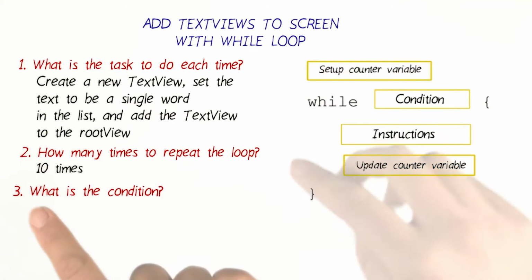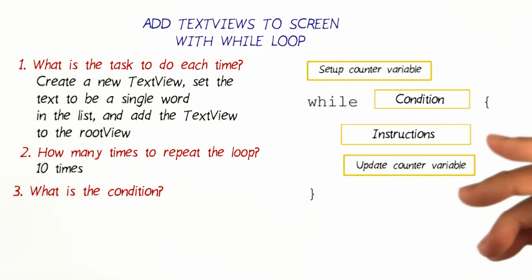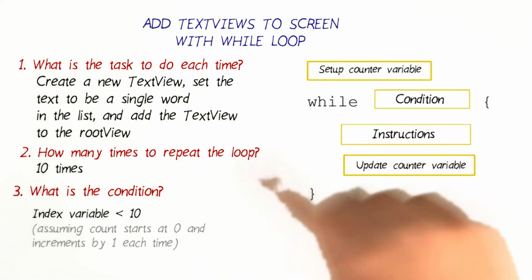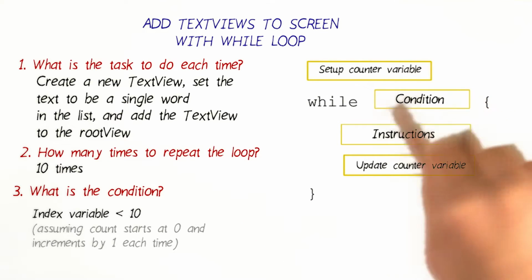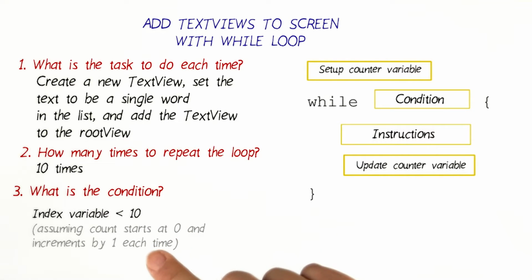The third question is, what is the condition? Well, we want to keep iterating through the list until we reach the end of it. So if we create an index variable to keep track of our current index position, our condition can be to keep looping until the index variable is less than 10, which is currently the length of the words list. So this assumes that the index variable starts at 0 and then increments by 1 each time.